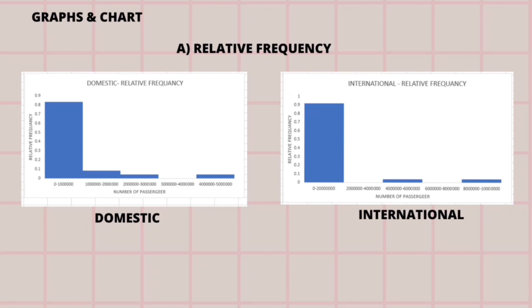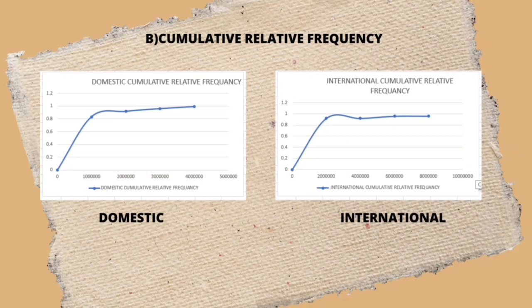This histogram shows the relative frequency for the domestic passenger and the international passenger. This chart represents the cumulative relative frequency for the domestic passenger and the international passenger traffic airlines.